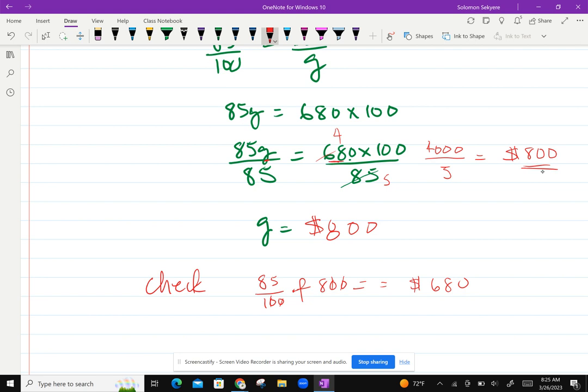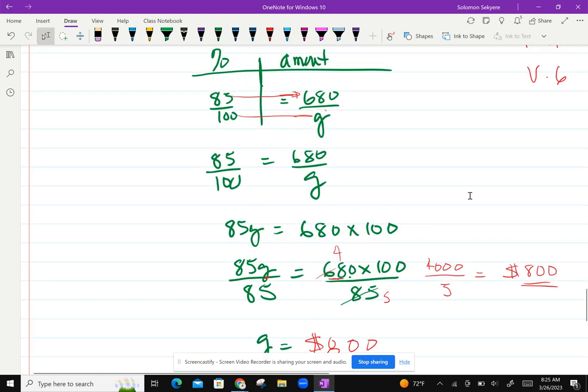Focus on the 68 and the 85. What number divides both? Okay, 17. You can use a calculator here, but 17. 17 divides into 68 four times and into 85 five times. I have 4,000 on the top, divide by 5. $800, the original price. Got it?